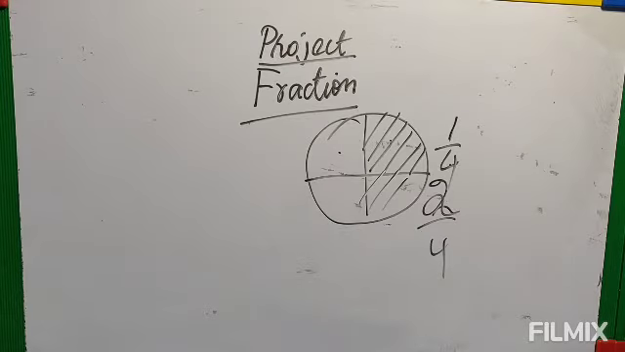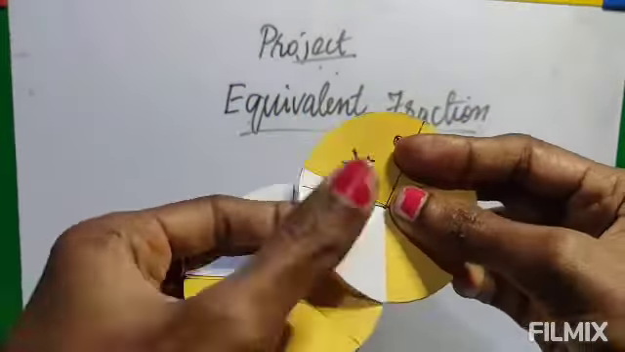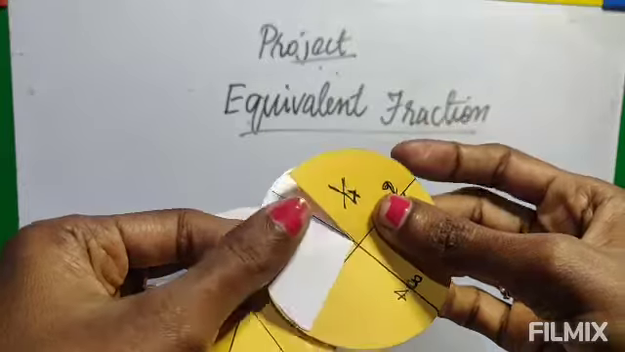Now class 4, I am coming to class 4. Class 4, you will explain the equivalent fraction. Okay, class 4, you will explain the equivalent fraction. See, I have made these two circles for that only. Now see here.